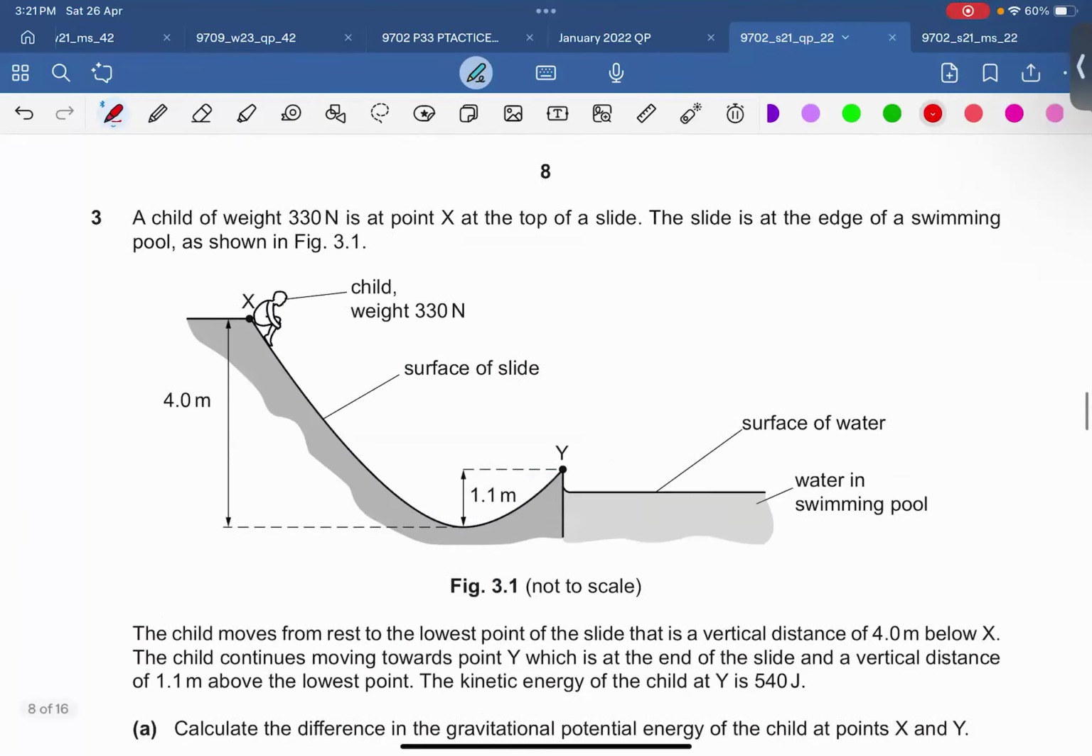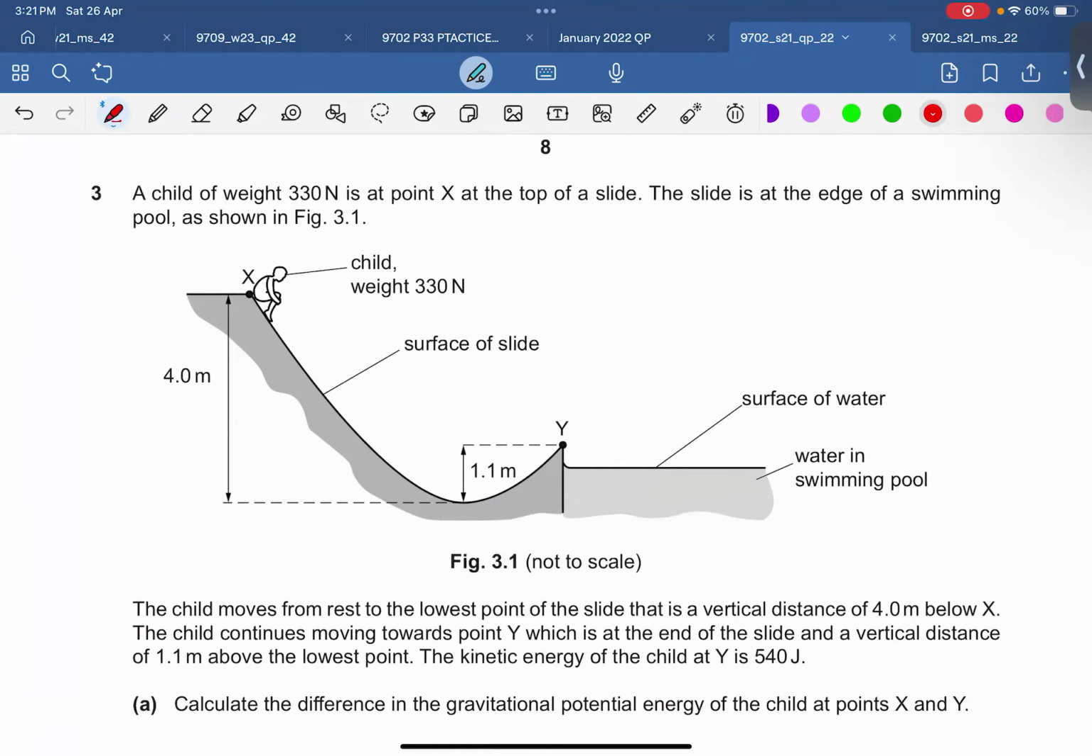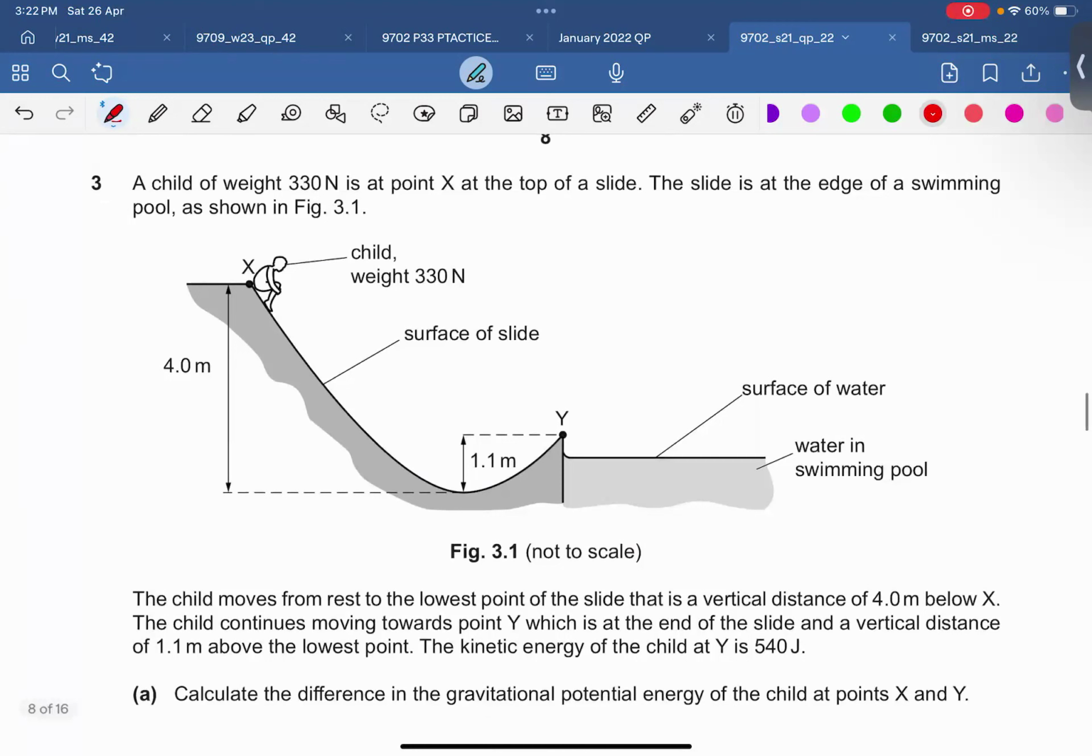Who will do it? Imad, please read the question. A child of weight 330 newtons is at point X at the top of the slide. The slide is at the edge of a swimming pool, as shown in figure 3.1. The child moves from rest to the lowest point of the slide, a vertical distance of 4 meters below X. The child continues moving towards point Y, at the end of the slide and a vertical distance of 1.1 meters above the lowest point. The kinetic energy of the child at Y is 540 joules. Calculate the difference in gravitational potential energy of the child at points X and Y.